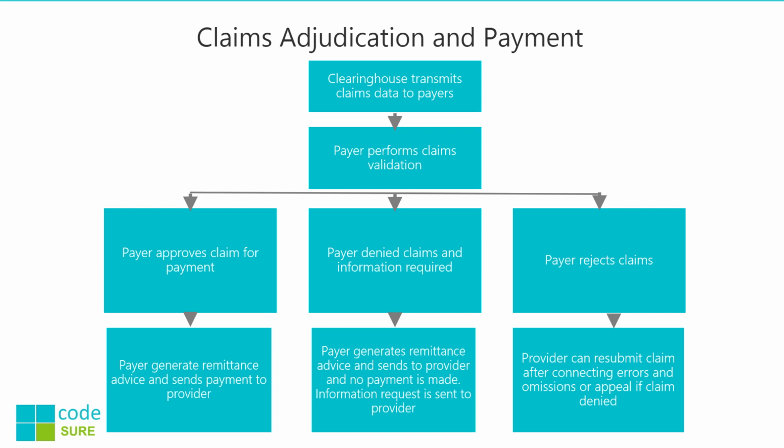If the claim is approved for processing, remittance advice is then sent. If the payer denies the claim and requires additional information, the payer generates remittance advice and sends that to the provider, but no payment is made. If the payer rejects the claim, the provider can resubmit the claim after correcting the errors or providing the information that was omitted. Additionally, the provider can appeal the claim if denied.